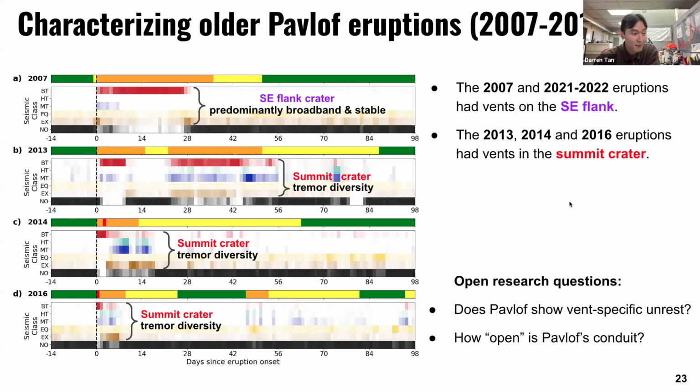Number 1 is, does Pavlov show event-specific unrest? Here it seems pretty convincing in seismic data, but I want to look at other data forms from a multidisciplinary perspective to see if that's indeed true.